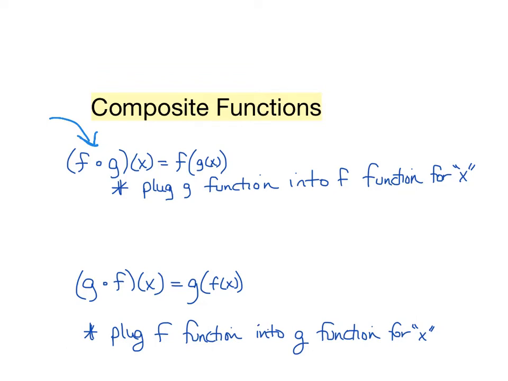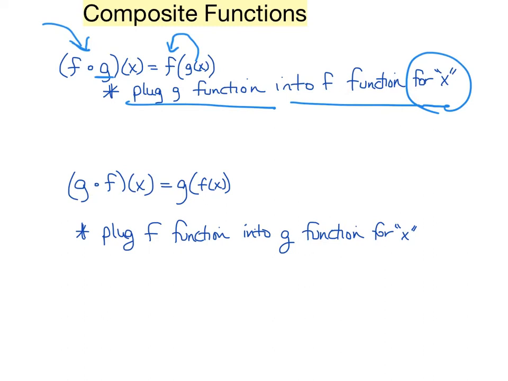What this means is you're going to take the second letter's function and plug it into the first letter's function for x. So you plug the g function into the f function where you see an x. If it's written this way, the composition of functions g and f, then you would go the other way. You would take the second letter's function and plug it into the first letter's function.